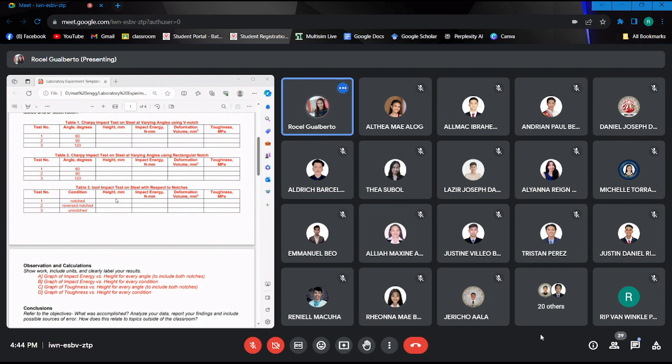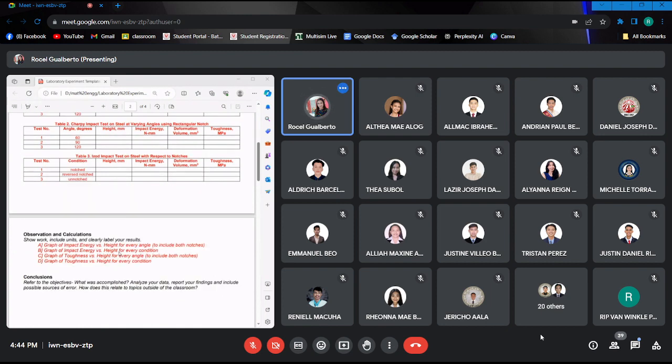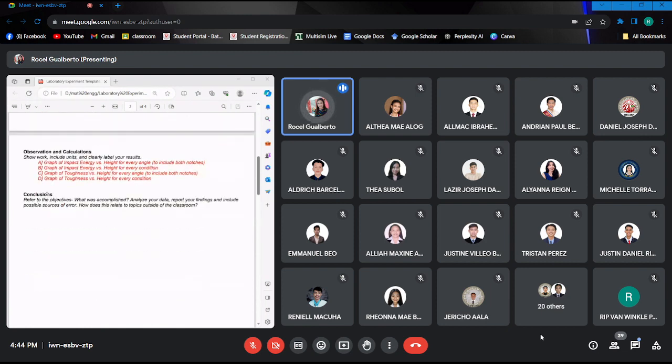Initial and final are to be considered using the angle that we used in testing. Okay? And then you have here your conclusion. Again, you refer to your objectives, what was accomplished with the objectives that we defined. Okay, so you analyze your data, you interpret, and if there are possible failures, then please include the possible sources of error.